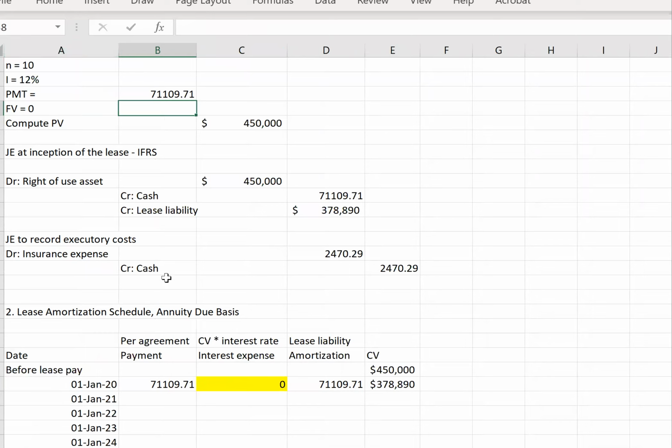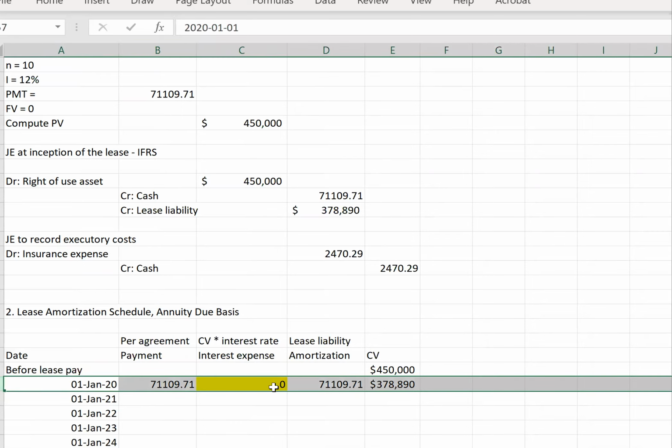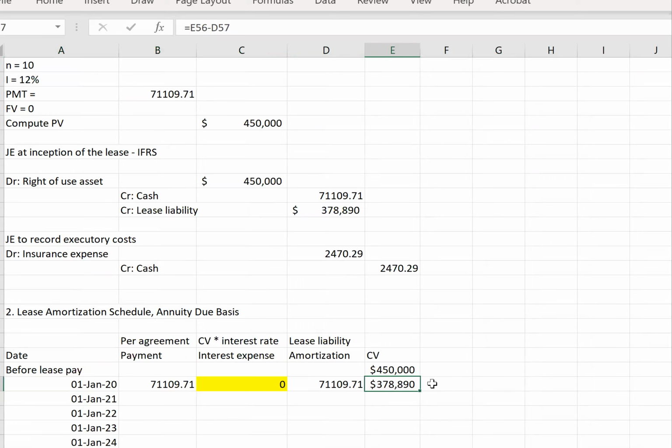So basically this first line is just saying, well, originally the carrying value without the lease payment would have been 450,000. But once we apply this first lease payment, and of course we have zero interest expense because this is on day 1 of the lease, it just got signed, then our carrying value is 378,890, and that matches right here.